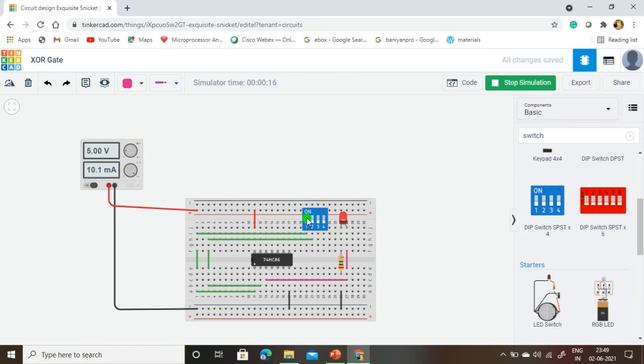Now we move to both switches in on condition. That means both inputs are same. The output becomes low. The LED is not glowing. Now one of the inputs becomes low. Look at here, 0, 1. Output value becomes 1. Okay, 1, 0. The output value becomes 1. Okay, when both inputs are same, the output value becomes low.